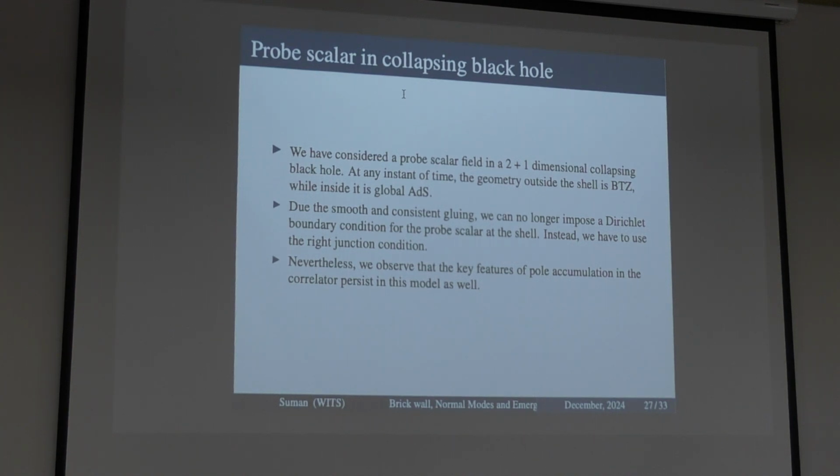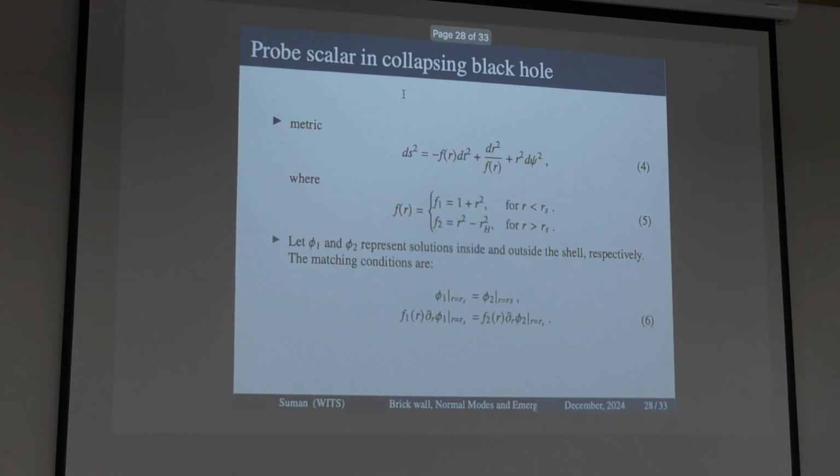In the last section, we will quantize a probe scalar in the collapsing scenario, because it's not a Dirichlet boundary condition. So we have a 2+1 dimensional collapse. Our shell is collapsing, and outside the shell the geometry is BTZ, and inside the shell the geometry is global AdS. And we are trying to quantize a probe scalar field in this geometry. Though it's not a Dirichlet boundary condition, we will see that the pole accumulation phenomenon occurs in this model also.